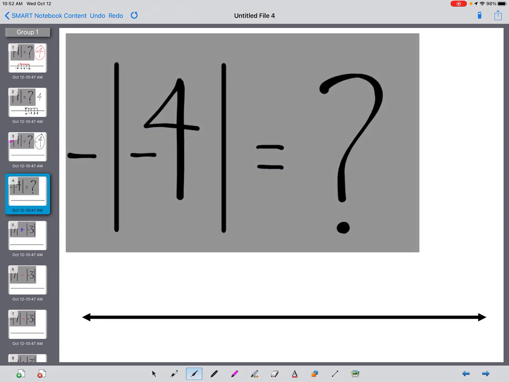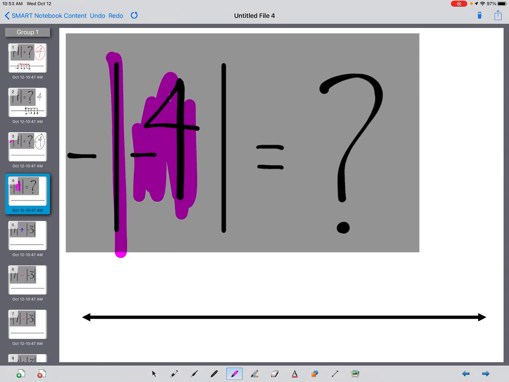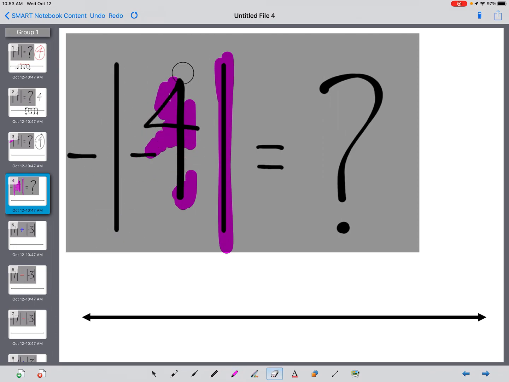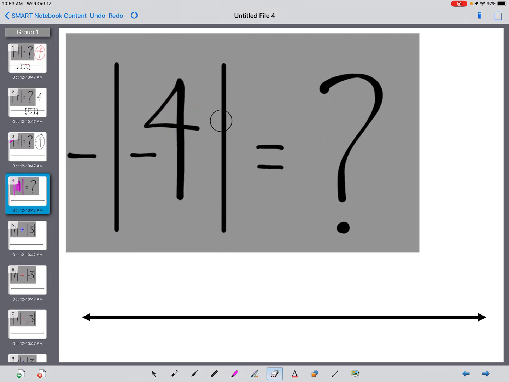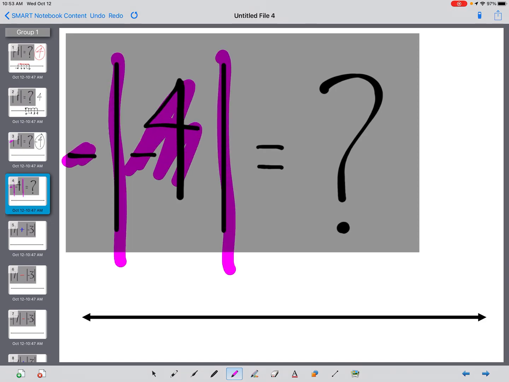Okay, let's take a look at this scenario where we have, again, a value of -4 inside these absolute value bars. And once again, we have a negative sign on the outside of the absolute value bar. So here's how you would read this. It would be the opposite of the absolute value of -4.